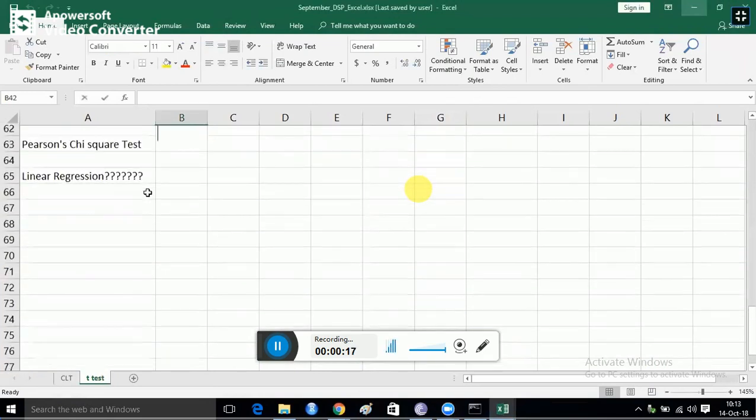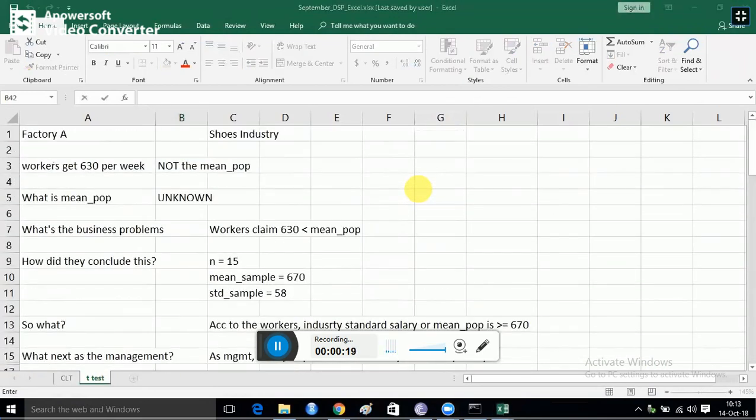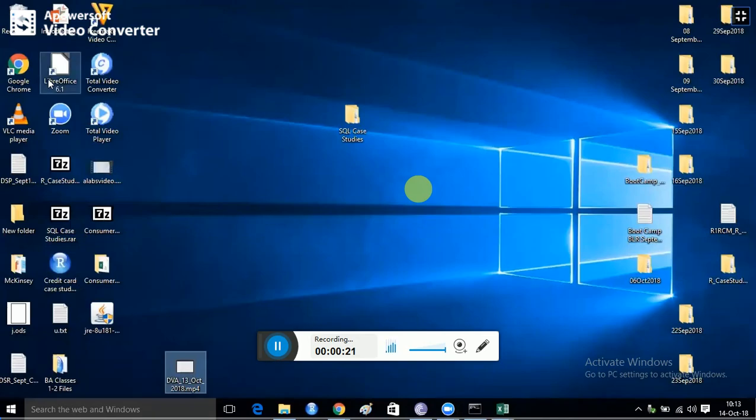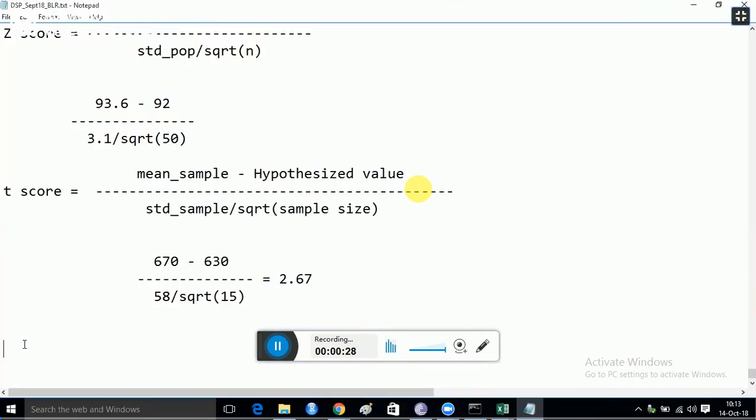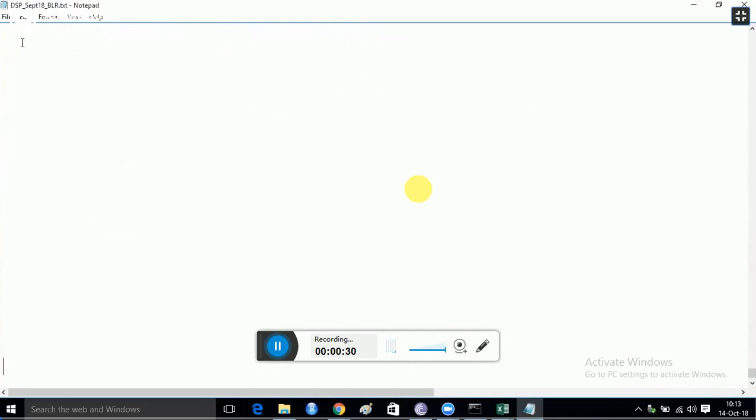So a quick recap of all the tests that we had seen yesterday. So can you please help me out? What all have we learned? What all statistical tests have we learned? Yes? Okay, so let's begin with hypothesis testing.